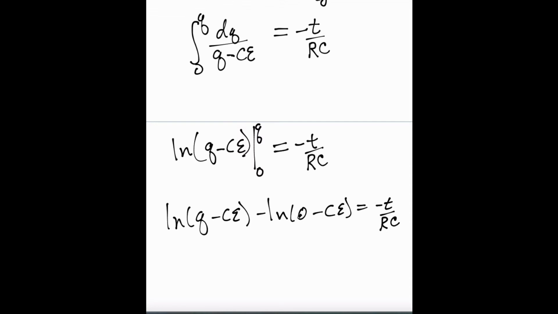And this expression here, natural log of 0 minus CE, this is natural log of negative CE. When you're subtracting two natural logs, it's simply the natural log of the ratio of the quantities. Meaning I can rewrite that as natural log of Q minus CE all over negative CE. This guy's simply 0, so that's negative CE. And we're going to drag along our time over RC for the ride.